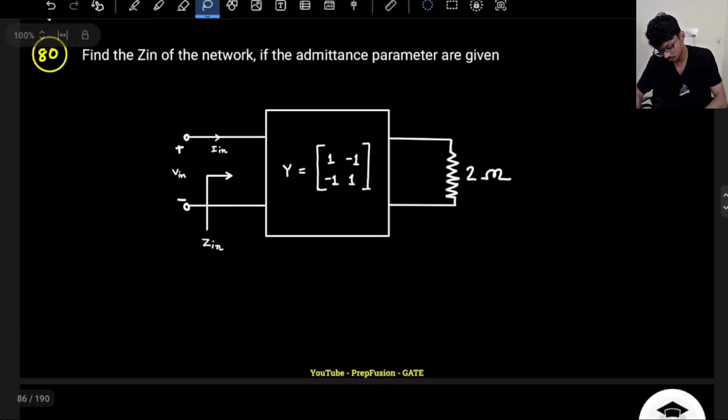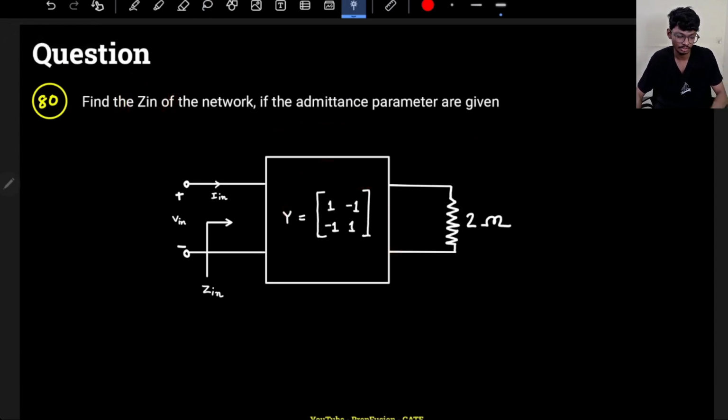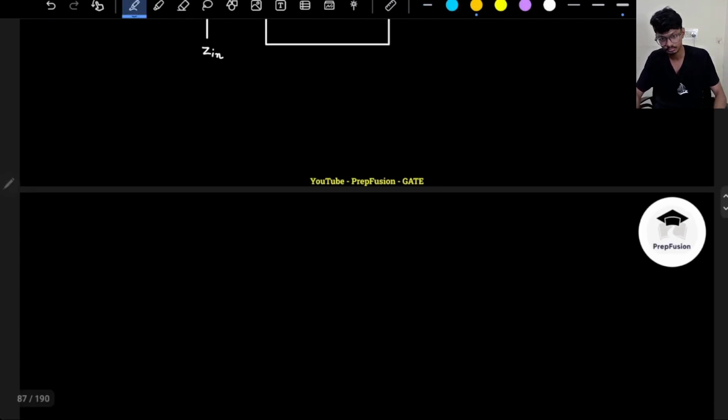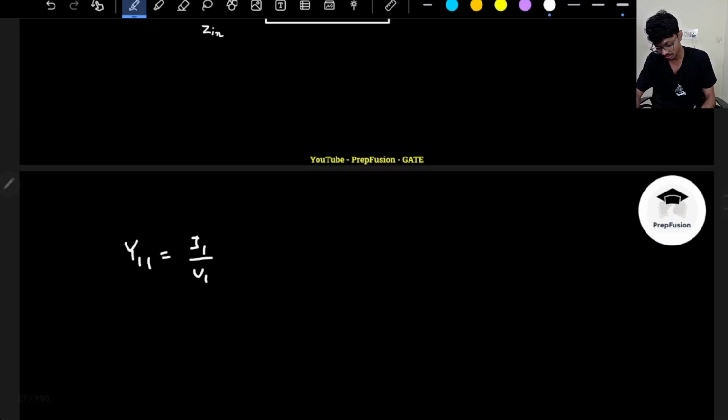So this one is the first question. We have to find the input impedance of the network if the admittance parameters are given. The first mistake you will make is to think that my Y11 is the input admittance, that is I1 by V1. So I have to find Zin.